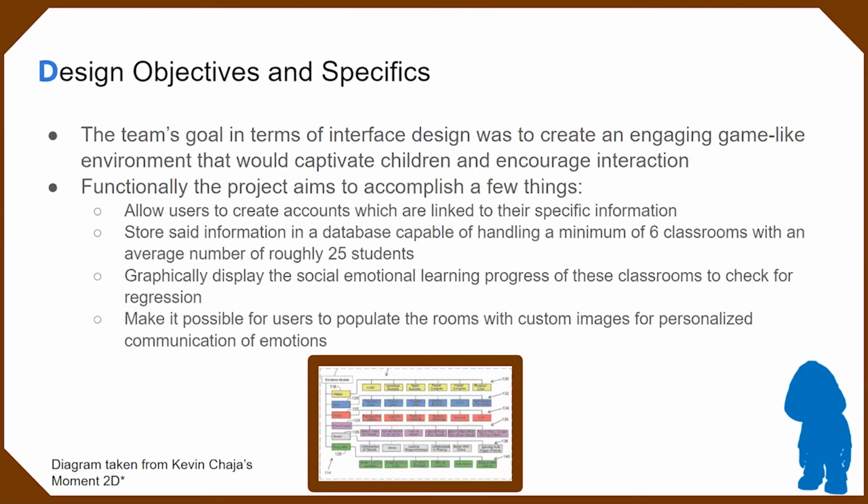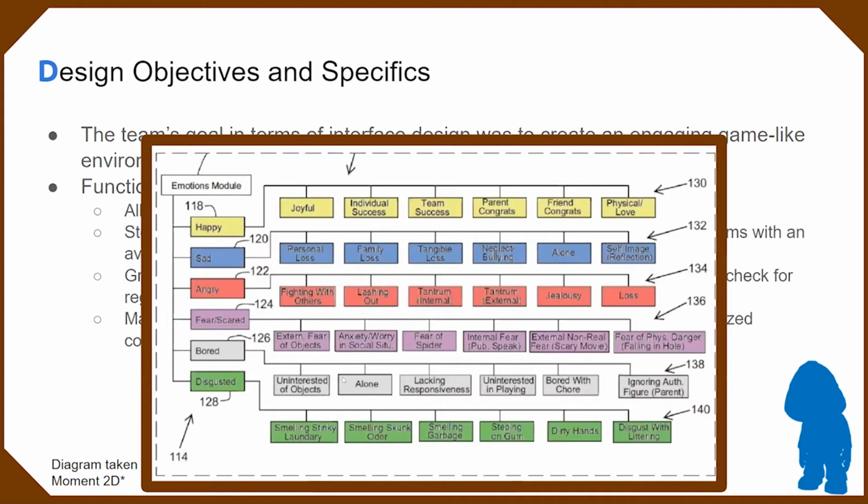Now, let's take a look at design objectives and specifics. The team's goal in terms of interface design was to create an engaging, game-like environment that would captivate children and encourage interaction. And this diagram right here gives a good breakdown of the structure of this game element. So in the main room, you have 6 core emotions, and by clicking on any of them, you're taken to their corresponding room with their sub-emotions. So for example, if you were to click on happy, you would get joyful, individual success, team success, and others. And every emotion has their own corresponding set of sub-emotions.